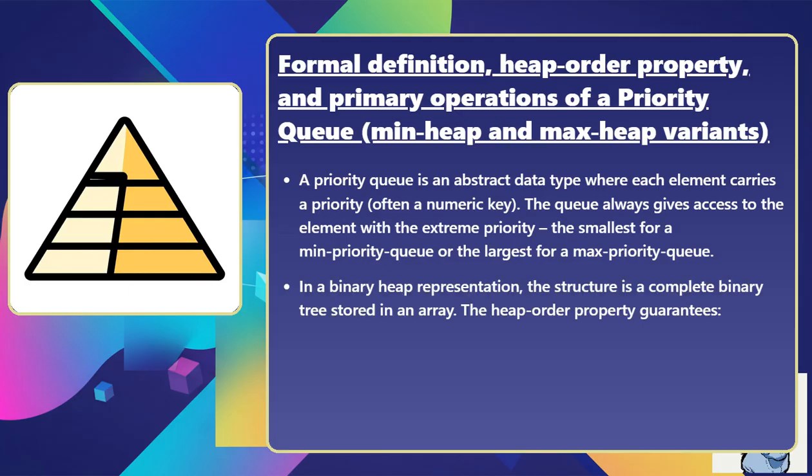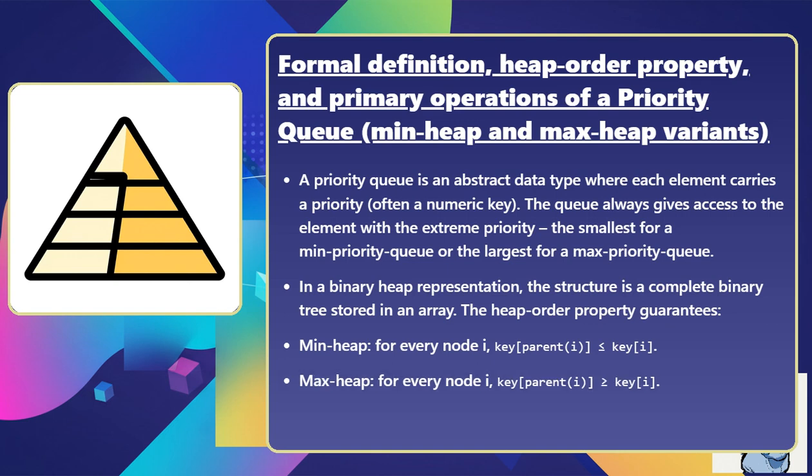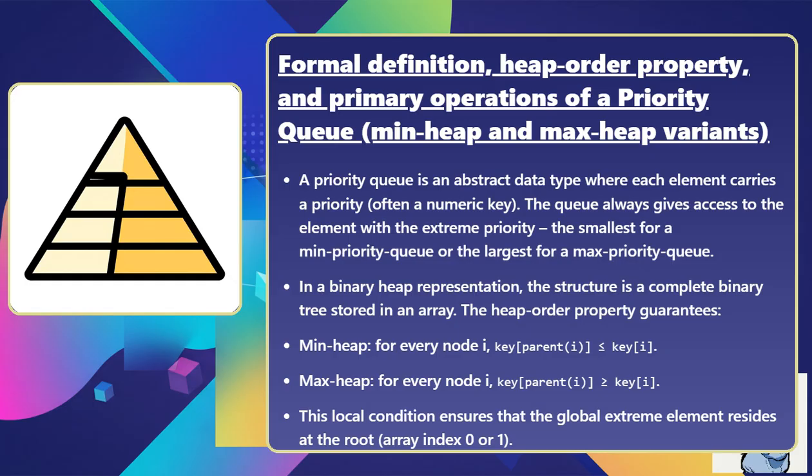In a binary heap representation, the structure is a complete binary tree stored in an array. The heap order property guarantees: for a min heap, for every node i, key of parent(i) is less than or equal to key(i). For a max heap, for every node i, key of parent(i) is greater than or equal to key(i). This local condition ensures that the global extreme element resides at the root, array index 0 or 1.